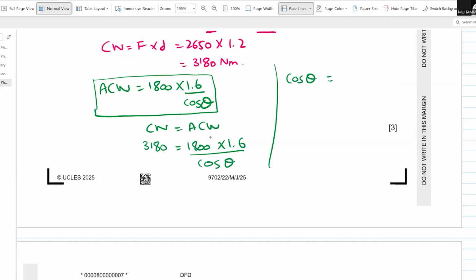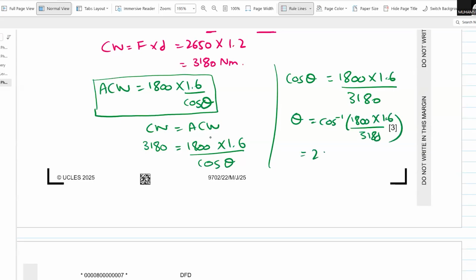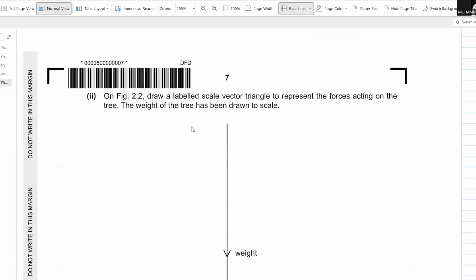Cosine theta is equal to what? 1800 into 1.6 divided by 3180. Cosine inverse gives the angle. Okay, so let me do the working once more as well for those who are weak at mathematics. 1800 into 1.6, bring 3180 to the other side. Take cosine inverse. Cosine inverse of 1800 into 1.6 divided by 3180. Theta comes out to be 25 degrees. Easy peasy lemon squeezy. आगे देखते हैं.